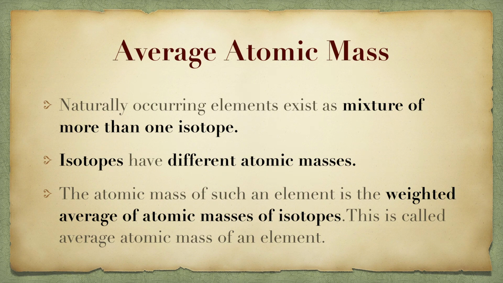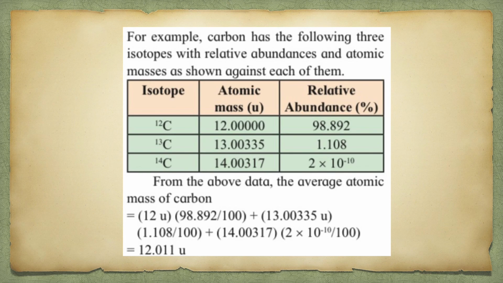For example, carbon has the following 3 isotopes with relative abundance and atomic masses as shown against each of them. So the isotope is given, its corresponding atomic mass and the relative abundance are given in the table. Now from the above data, the average atomic mass of carbon can be calculated. What is the formula for that? It is simple: atomic mass times relative abundance, summed over all three isotopes.